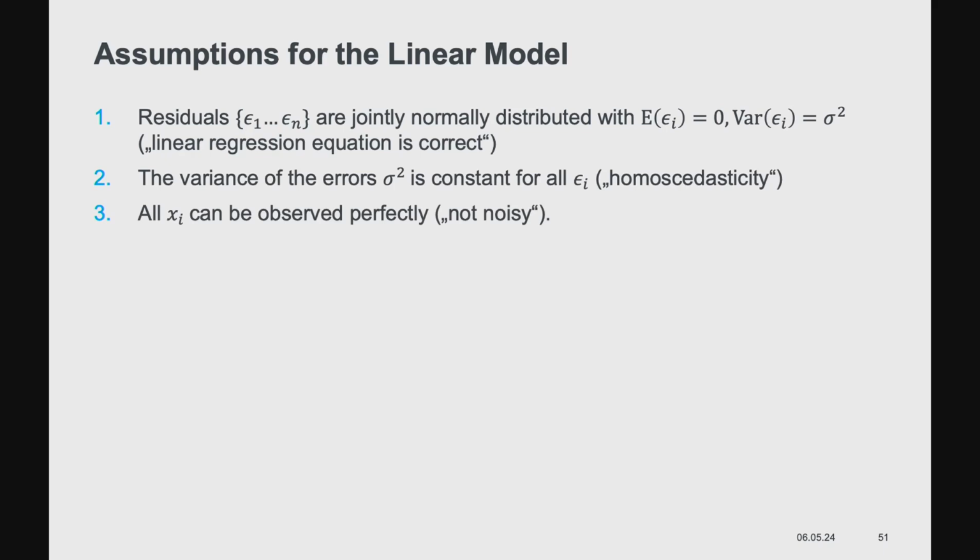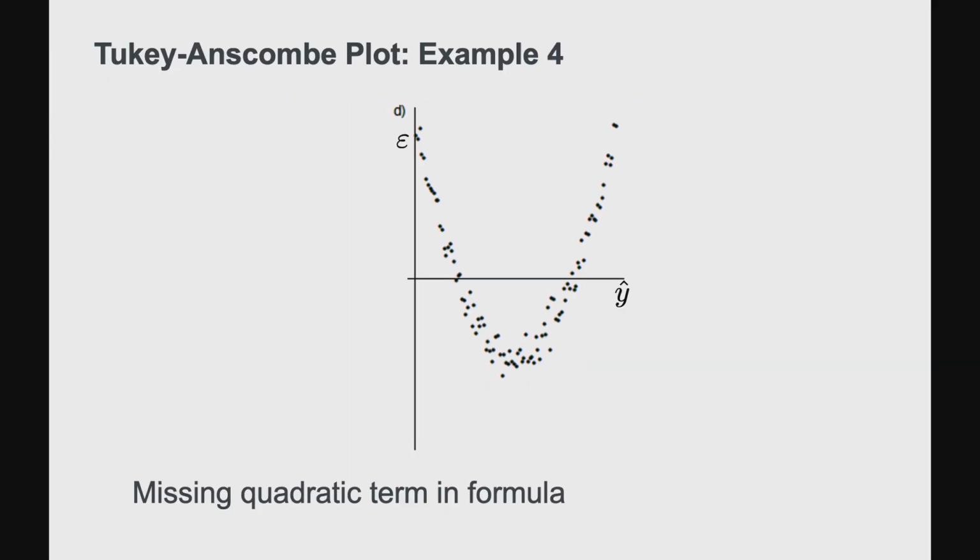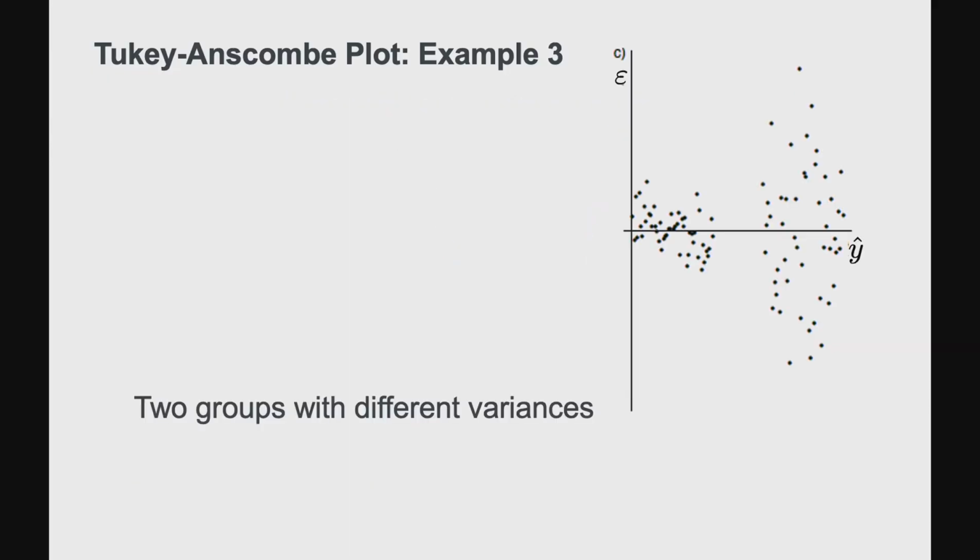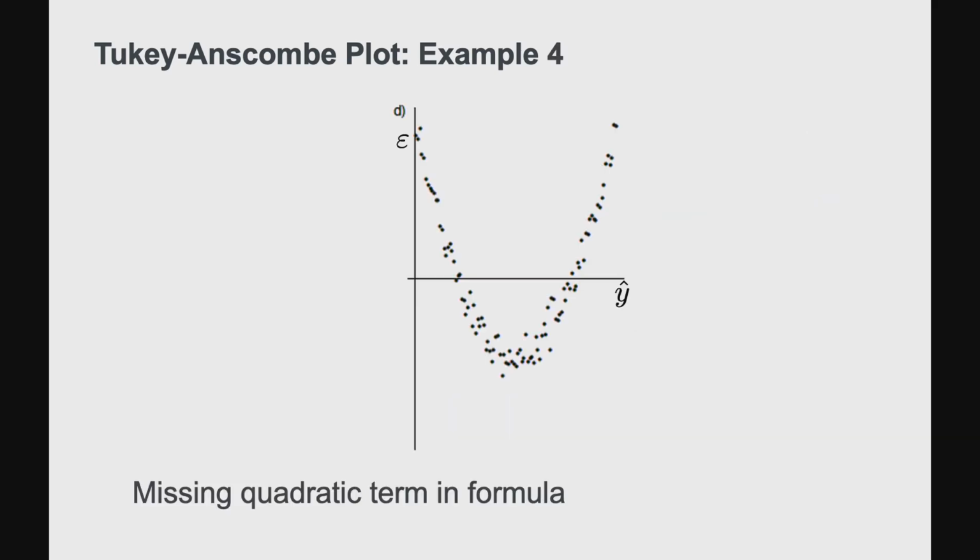We assume that the xi's can be observed perfectly, that they are not noisy, so only the process of predicting the y would be noisy. And we assume that the errors are uncorrelated. So epsilon i and epsilon j would not have any covariance. And again, you could say this would be a counterexample because the errors here are correlated, smaller than the errors here.